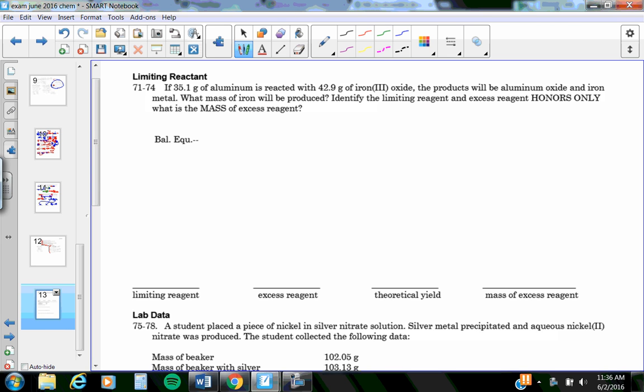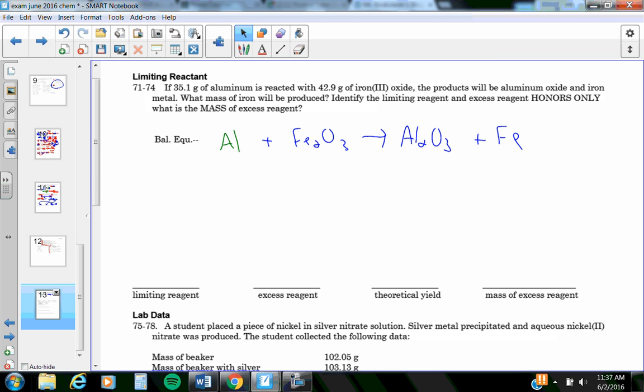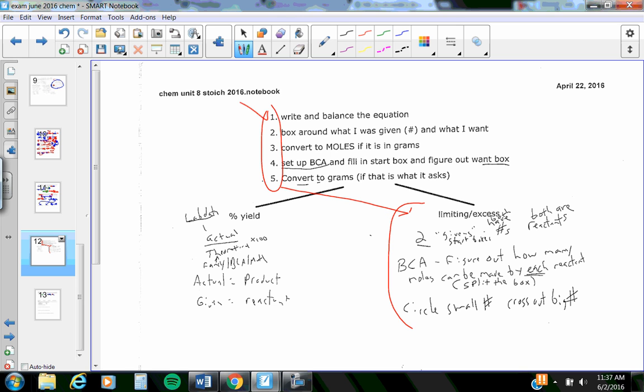Step 1, write the balanced equation. They don't tell it to us. We have aluminum. It's reacting with iron 3 oxide. That's Fe2O3. It's going to make aluminum oxide, Al2O3. And then the other thing is going to be iron metal. Balance that equation. I'm going to need 2 irons, and I'm going to need 2 aluminums. It's all set. Step 1, write and balance the equation.